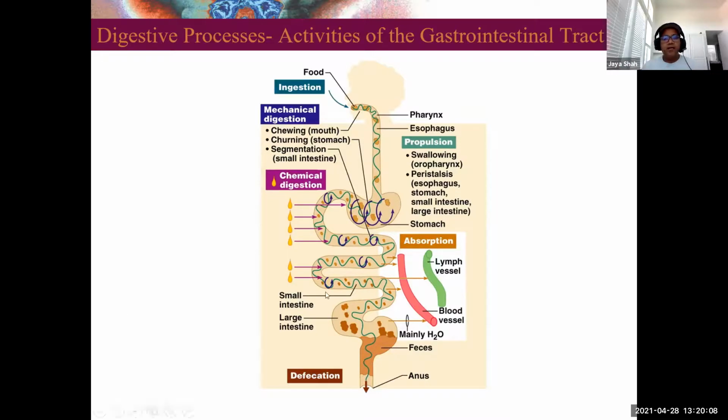And then not everything is absorbed. There are a lot of particles, undigestible fibers, and other stuff in the food which we don't digest. We don't absorb them, and that's why the undigested particles become feces in the large intestine, and we pass them out through the process of defecation. Okay, that is called defecation. So these are the processes of the digestive system.